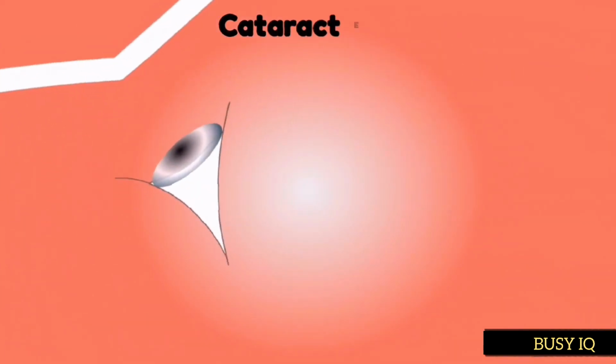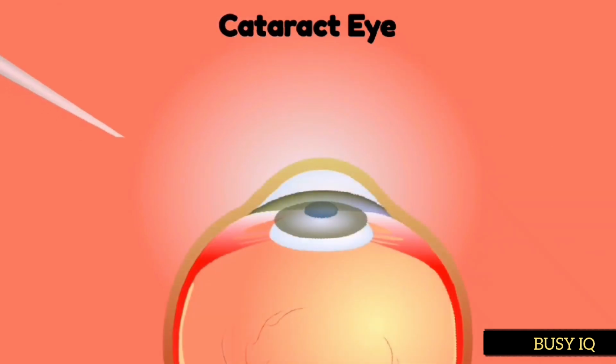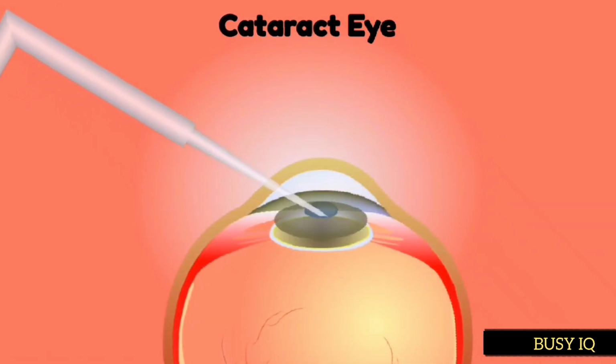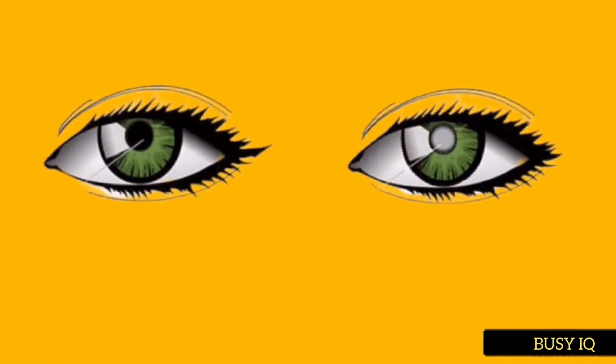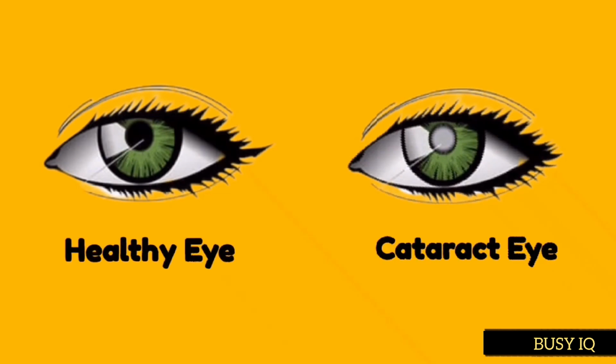Cataract occurs when the lens of the eye becomes cloudy, usually due to aging or other factors such as injury or certain medical conditions. This clouding prevents light from reaching the retina, leading to a blurry and hazy vision, and in severe cases, blindness.